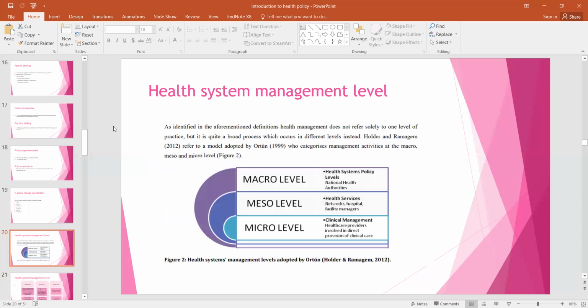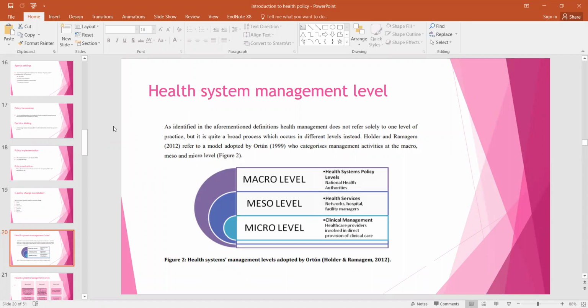There is a health system management level, and in the health system management level there are different levels on which policies are made and implemented. Health management does not refer solely to one level of practice, but it is a quite broad process which occurs in different levels.